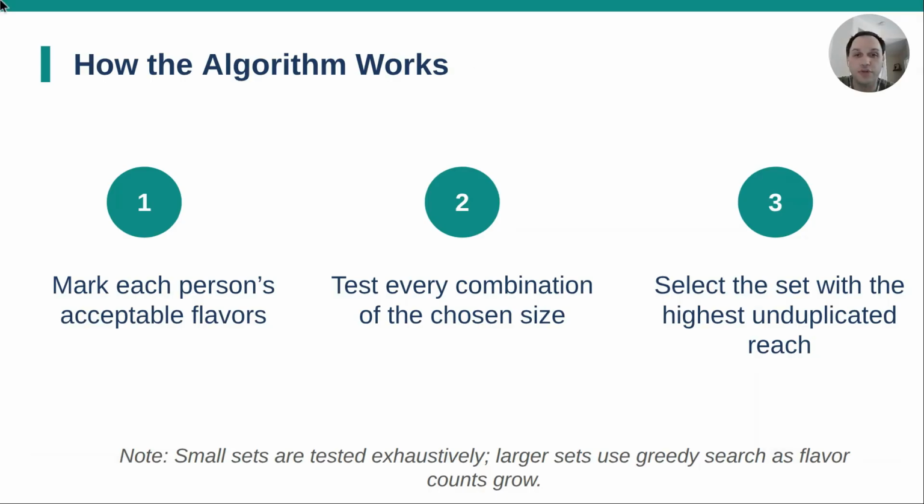The mechanics are straightforward. First, we mark each person's acceptable flavors. Then we test combinations. Every possible trio, or whatever set size we've chosen. For each combination, we count how many people are reached by at least one flavor in it, counting each person once. Then we pick the set with the highest unduplicated reach. When there are only a few flavors, we can test every combination. As the list grows, we switch to a smarter search to keep it manageable.